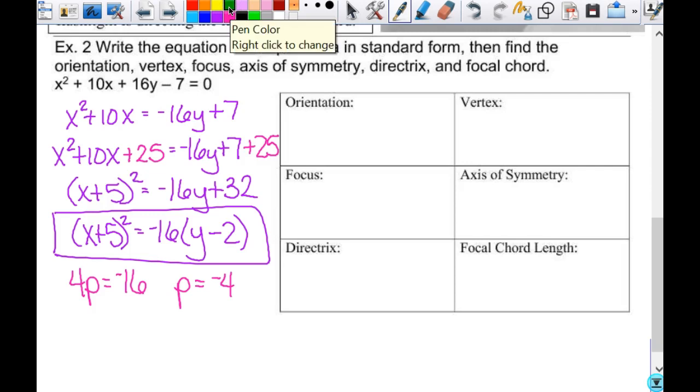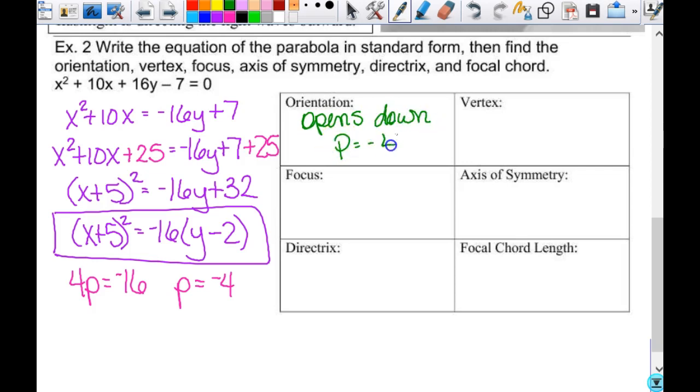So the orientation, meaning we already decided it was either up or down. Is it up or down? Which way does it open? Down. P is negative, right? You can't just look at this and decide what's happening. P is negative, so it's going to open down. We good? All right, so orientation is that it opens down, and that's because P equals negative 4.